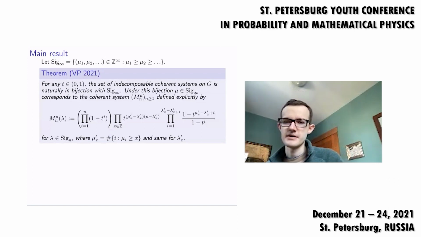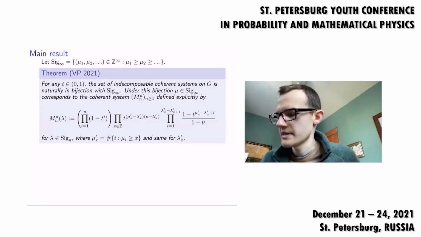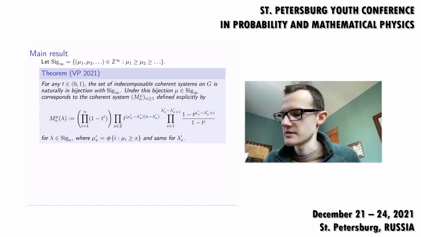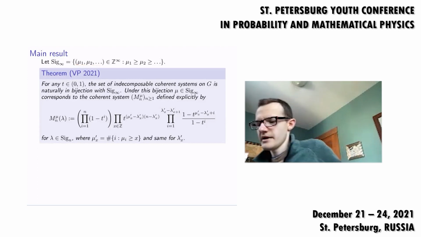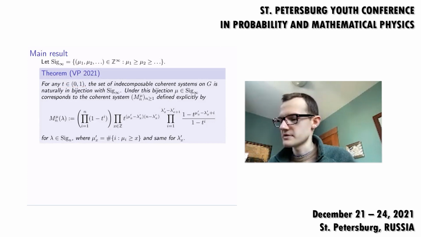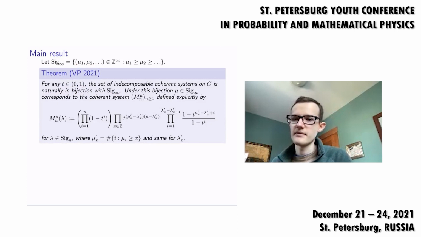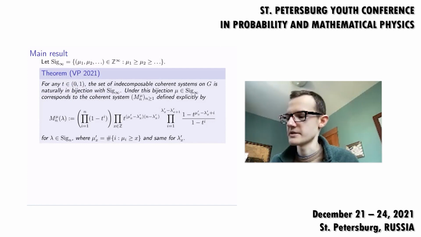So now I can get to the main result of this talk. Let Sig infinity be the set of infinite signatures. So these are just weakly decreasing infinite tuples of integers. Now take this parameter t again to be a real number between 0 and 1. And we want again to find the set of indecomposable coherent systems on this graph G. The result is that it's naturally in bijection with Sig infinity. And furthermore, under this bijection, there's an explicit description of the coherent system corresponding to a given infinite signature mu.